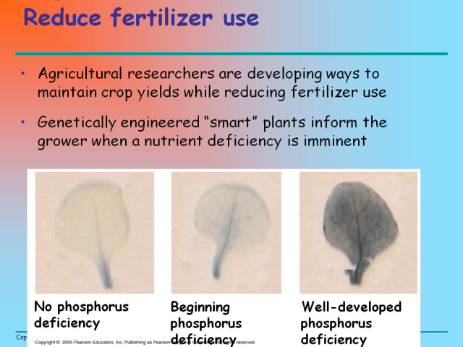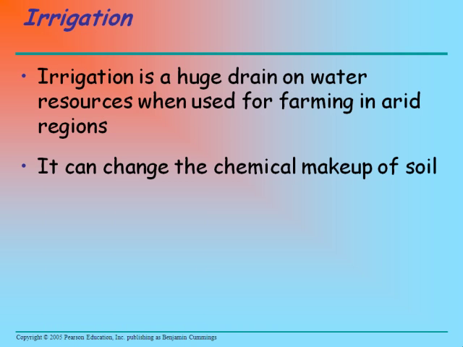These plants have been genetically modified to signal when this deficiency might be occurring. For example, this research plant develops a blue color in response to an imminent phosphate deficiency. So it can be added.